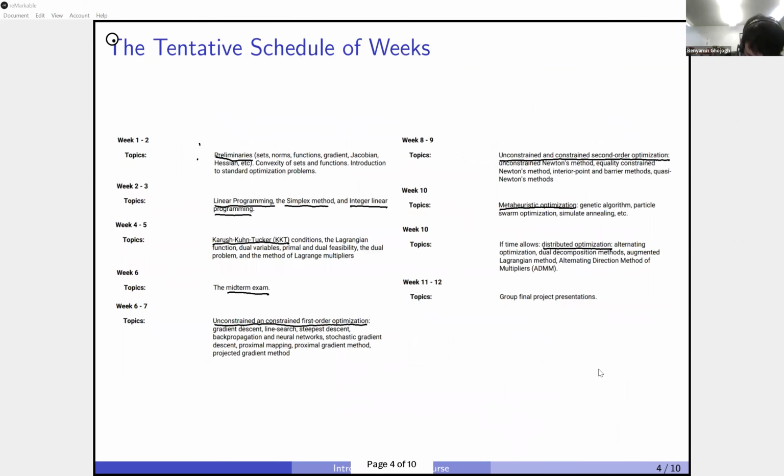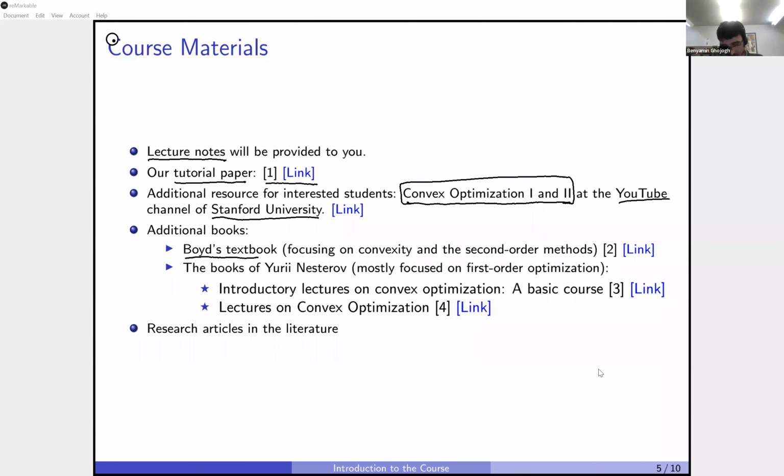Now, additional books, not mandatory, but I think it's good to look at them. Boyd's textbook is very famous, especially among people from engineering who work on optimization, focusing on convexity and second order methods. Again, this book, I think it's called Convex Optimization, is mostly for Convex Optimization 1. I think it doesn't include Convex Optimization 2 of Stanford, and it has the interior point method in it.